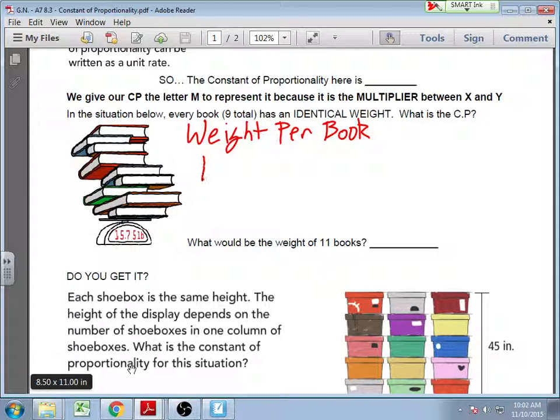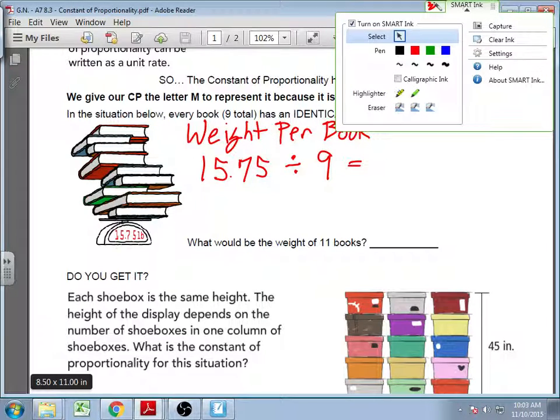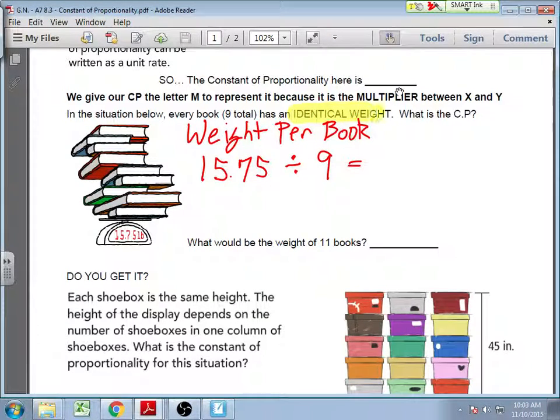So my total weight here is 15.75. My total number of books here is 9. And the really important part is that we know the books all have identical weight. That's why I said they're all the History Alive books. They all weigh the same thing. Same number of pages, same hardback cover. 15.75 divided by 9 then comes out to be, Nate? 1.75 pounds, which we abbreviate LBS.